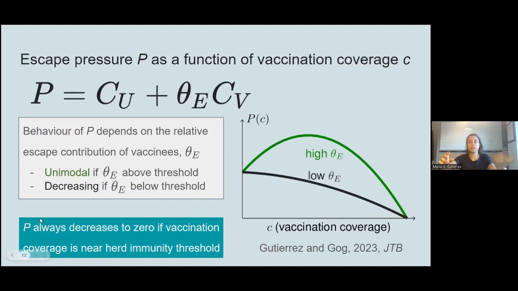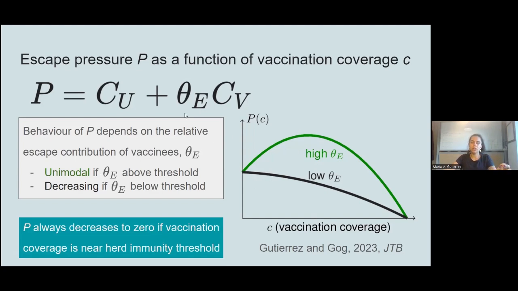So these are the results for the escape pressure if we actually plot it. And as I said, this parameter theta E is really important. So if theta E is high, that means that it's mostly the infections in the vaccinated that drive vaccine escape. Then we get this unimodal shape where intermediate vaccination levels are indeed the ones that maximize the escape risk. And this is similar to what others have found before.